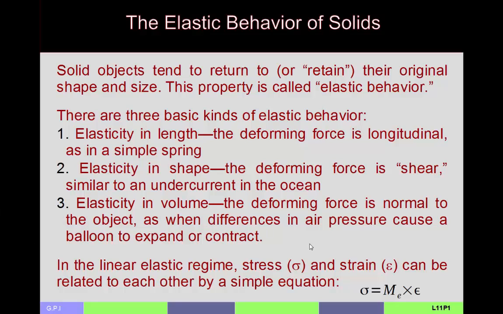Our third type of elasticity is going to be elasticity of volume. And so in that case, the deforming force tends to be normal to the object. So this is, for example, if you have a balloon and you have a different amount of air pressure inside the balloon than outside of it, then the balloon either expands or contracts.